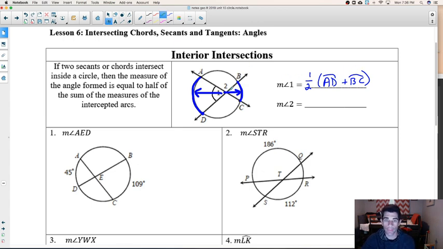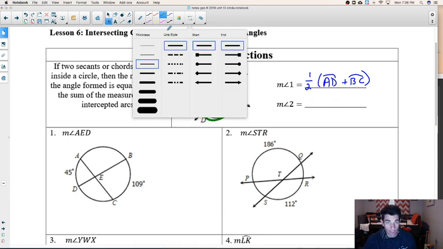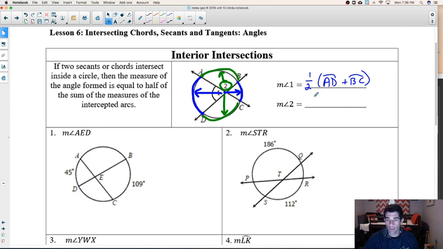Let's look at angle 2. So this is the angle I want to find. Shoot out from there. Look at the two arcs that you hit, which was AB and CD, and that's your formula. So to find angle 2, you're going to do 1/2 of AB plus CD. So that's what happens when you have two secants or chords.